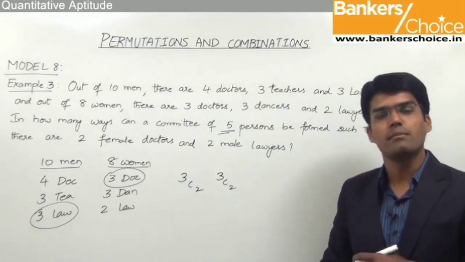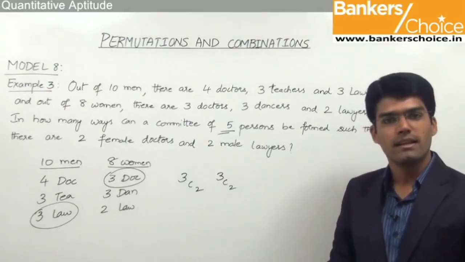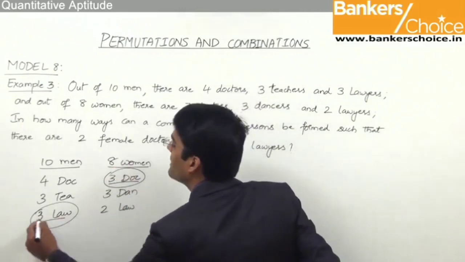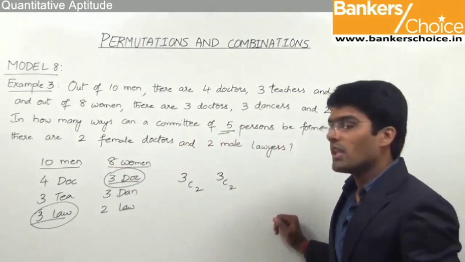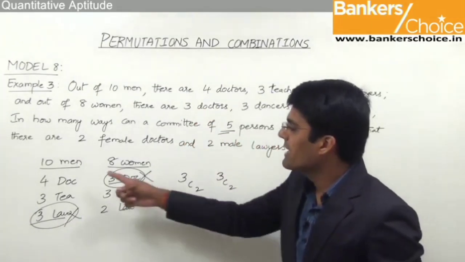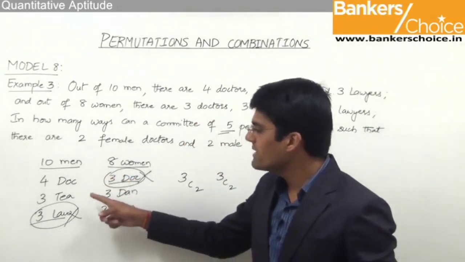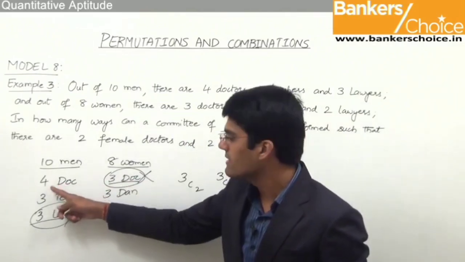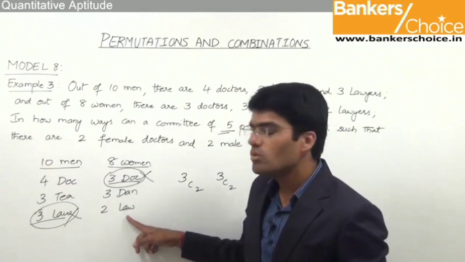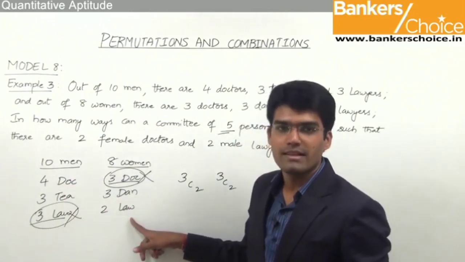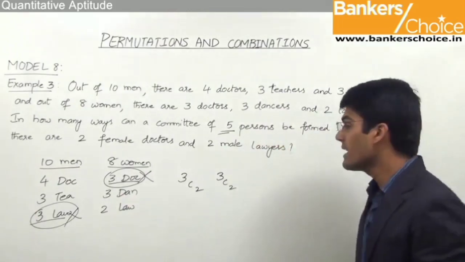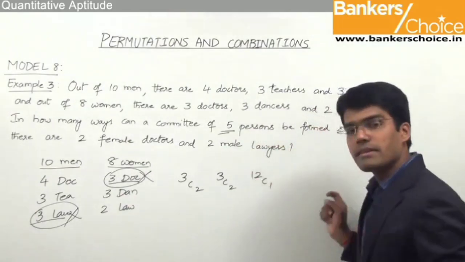And this 1 person can be any one of the remaining persons. Remember, so far we have dealt with 3 female doctors and 3 male lawyers. Now apart from these persons, we can have the left out person from any one of the remaining groups. That means there are 4 male doctors, 3 teachers, so that is 7, and 3 dancers, 10, and 2 female lawyers, that is 12. So out of the remaining 12 persons, we have to select 1 person. That can be done in 12C1 ways.